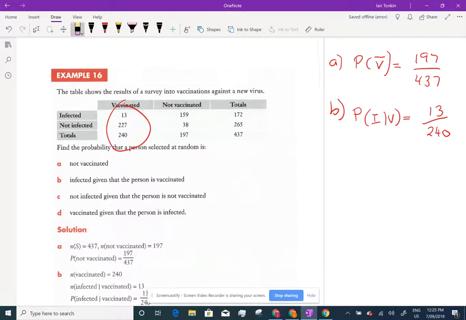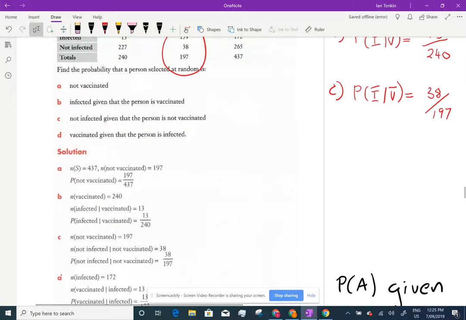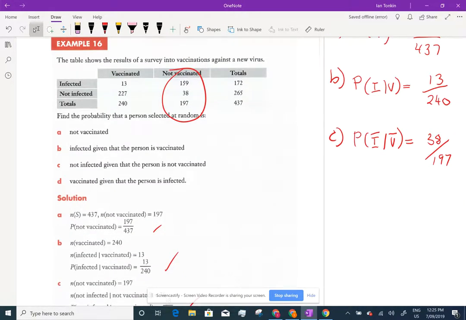Not infected, given that they're not vaccinated. Well, then we're just talking about this column. So C, not infected, given that they're not vaccinated. Well, not infected, that's 38, and we've got 197. There, we're right there. Let's look at the next one.